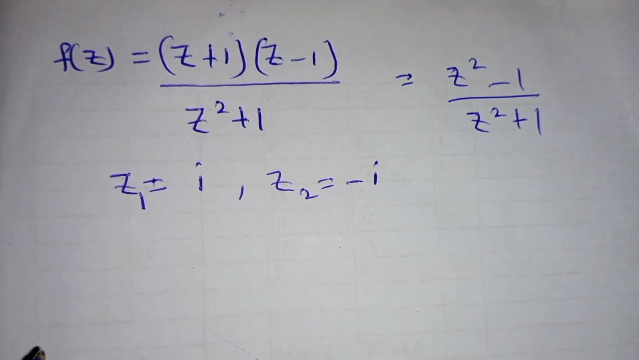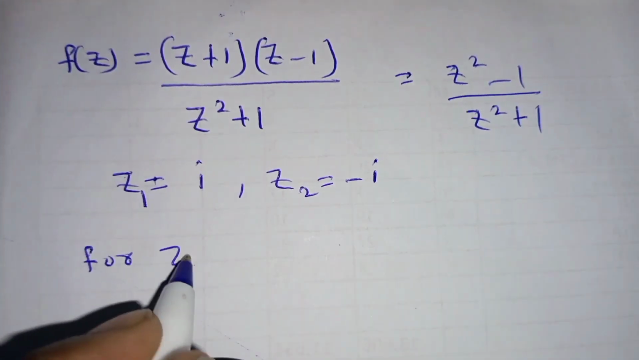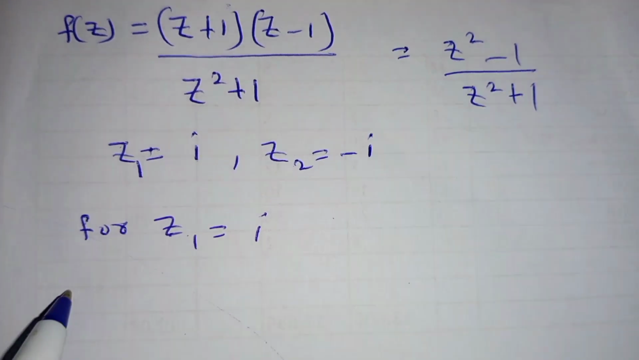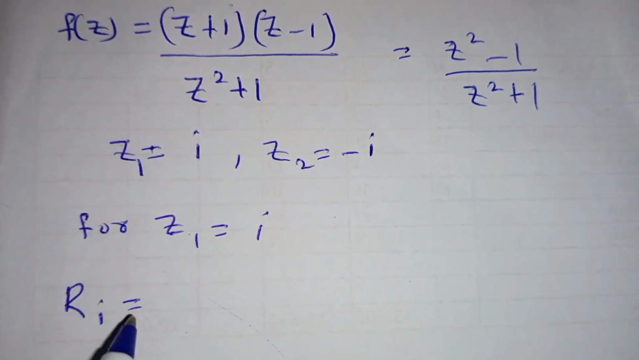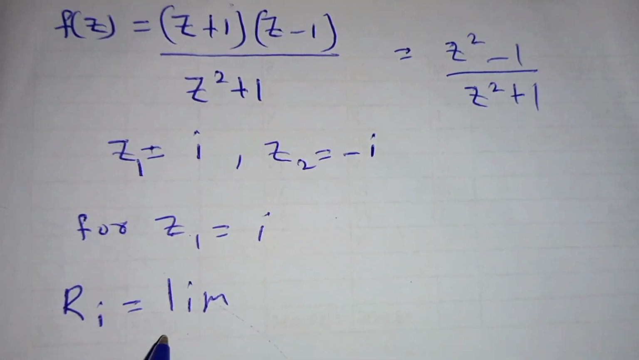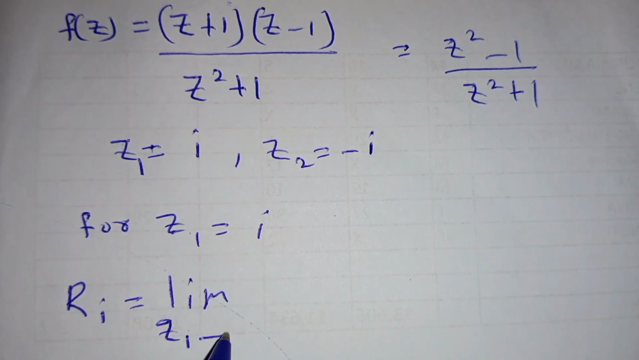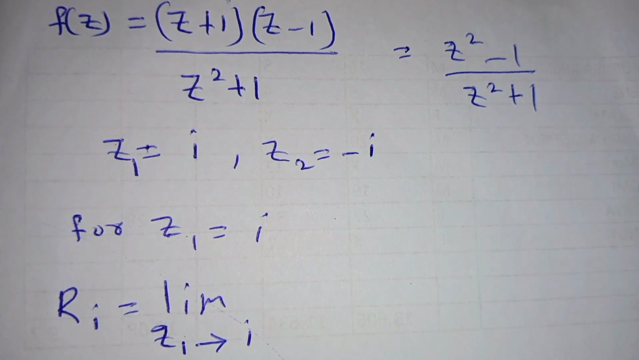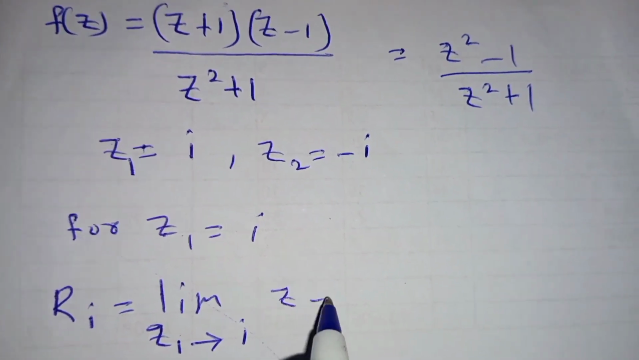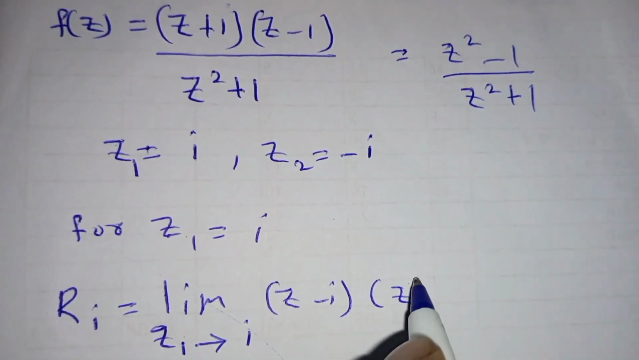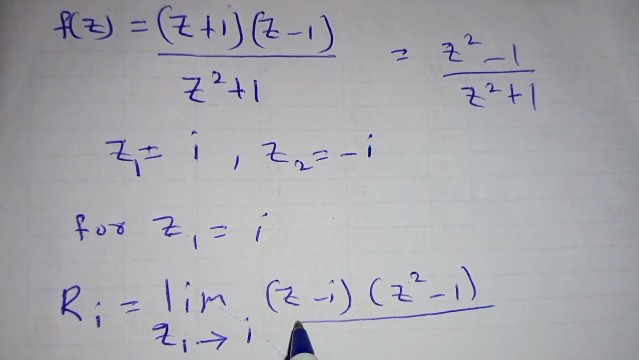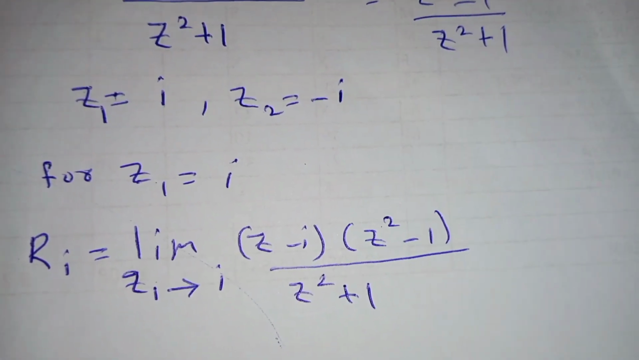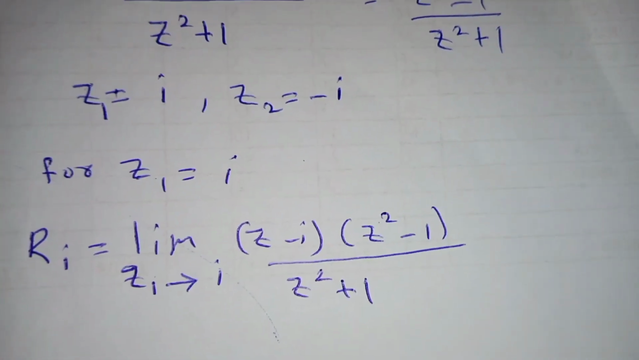So we begin with the first one. For z1 equal to i, we want to obtain the residue, which we represent as r of i. It will be given by the limit as z tends to i of (z minus i) multiplied by (z squared minus 1) divided by (z squared plus 1). Now, the denominator can be expanded so that we obtain the following.